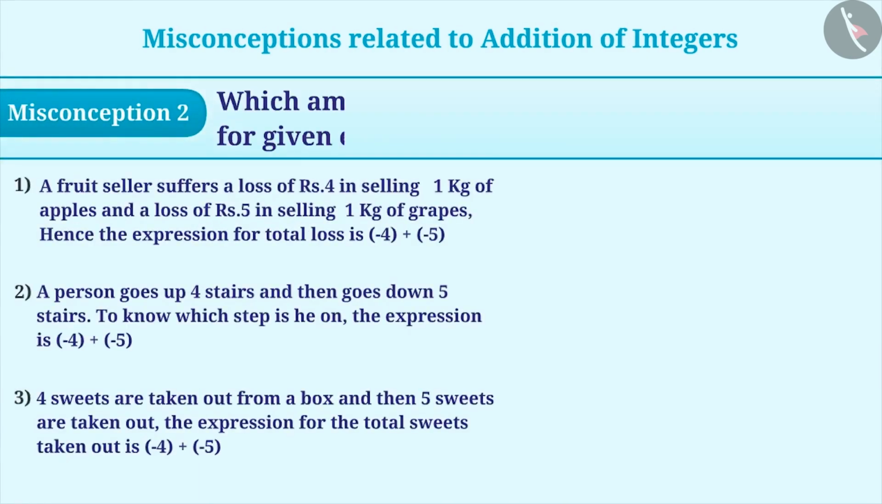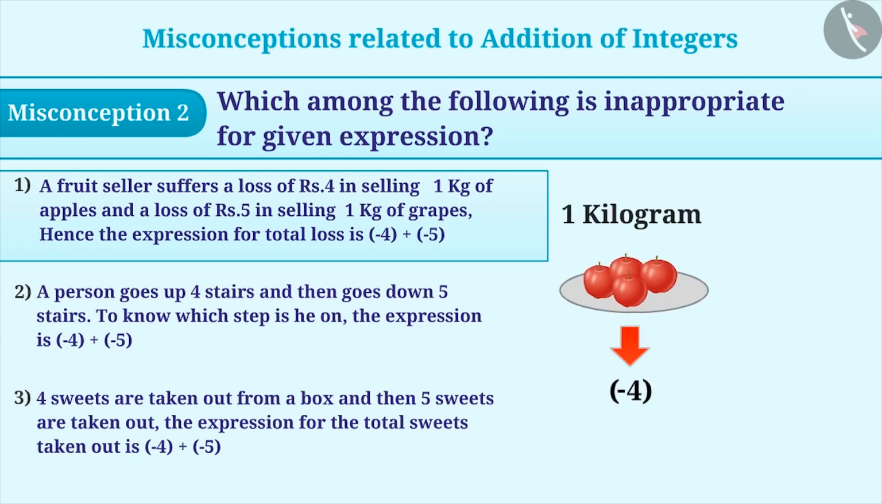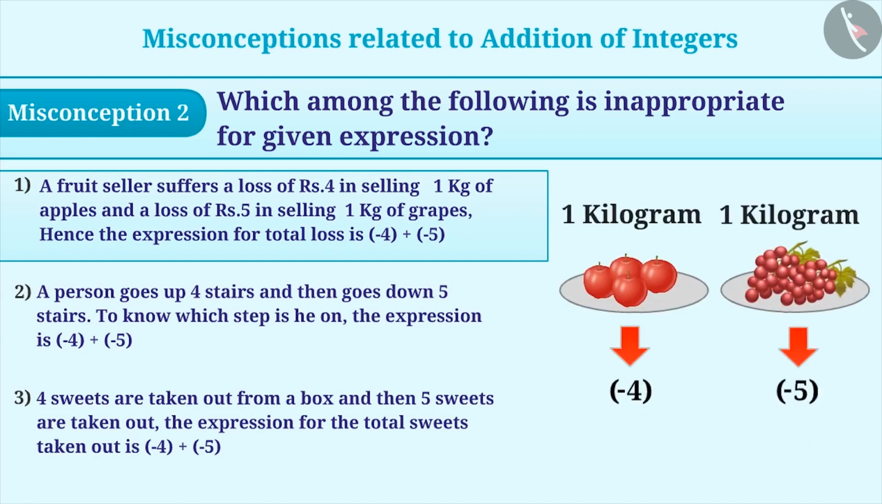Misconception 2. Which among the following is inappropriate for the given expression? The first statement shows that the fruit seller faces a loss of rupees 4 by selling apples and a loss of rupees 5 by selling grapes. As you know, loss is represented by a negative sign. Since here the losses are rupees 4 and rupees 5, the total loss can be obtained by adding minus 4 and minus 5. Thus, statement 1 is true for the given expression. This means it cannot be the answer to the given question.